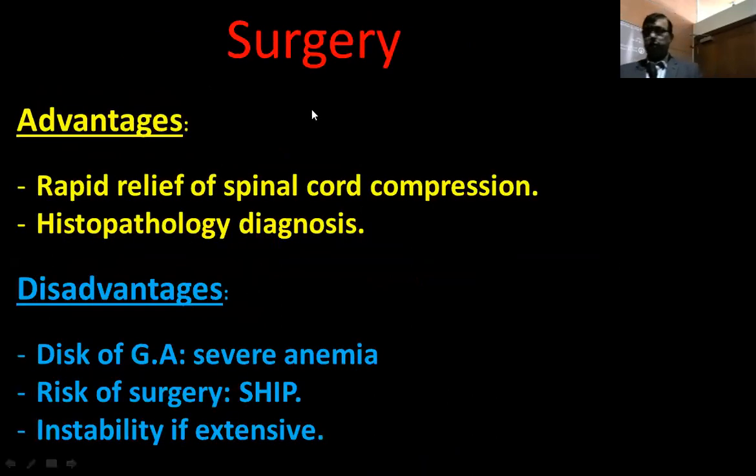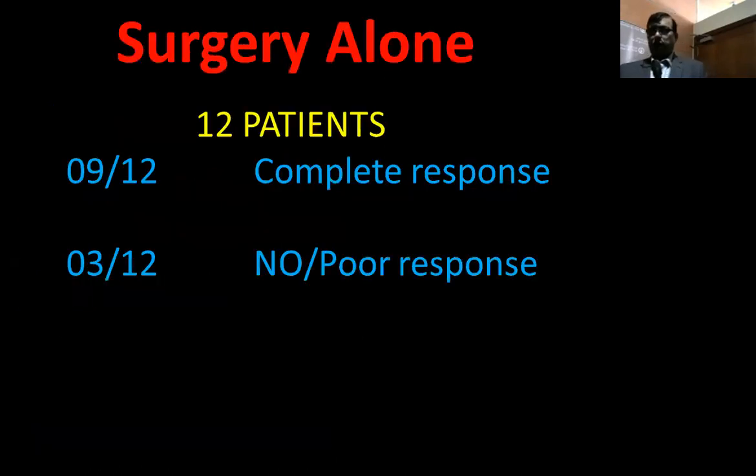What about surgery? Surgery, of course, is good. Rapid relief of the spinal cord compression. Also, you will get a histopathological diagnosis. But remember, you are doing the surgery on ill patients with severe anemia, with lots of complications. Again, papers published on 15 patients treated with surgery alone. 9 had good response, 3 had no response.